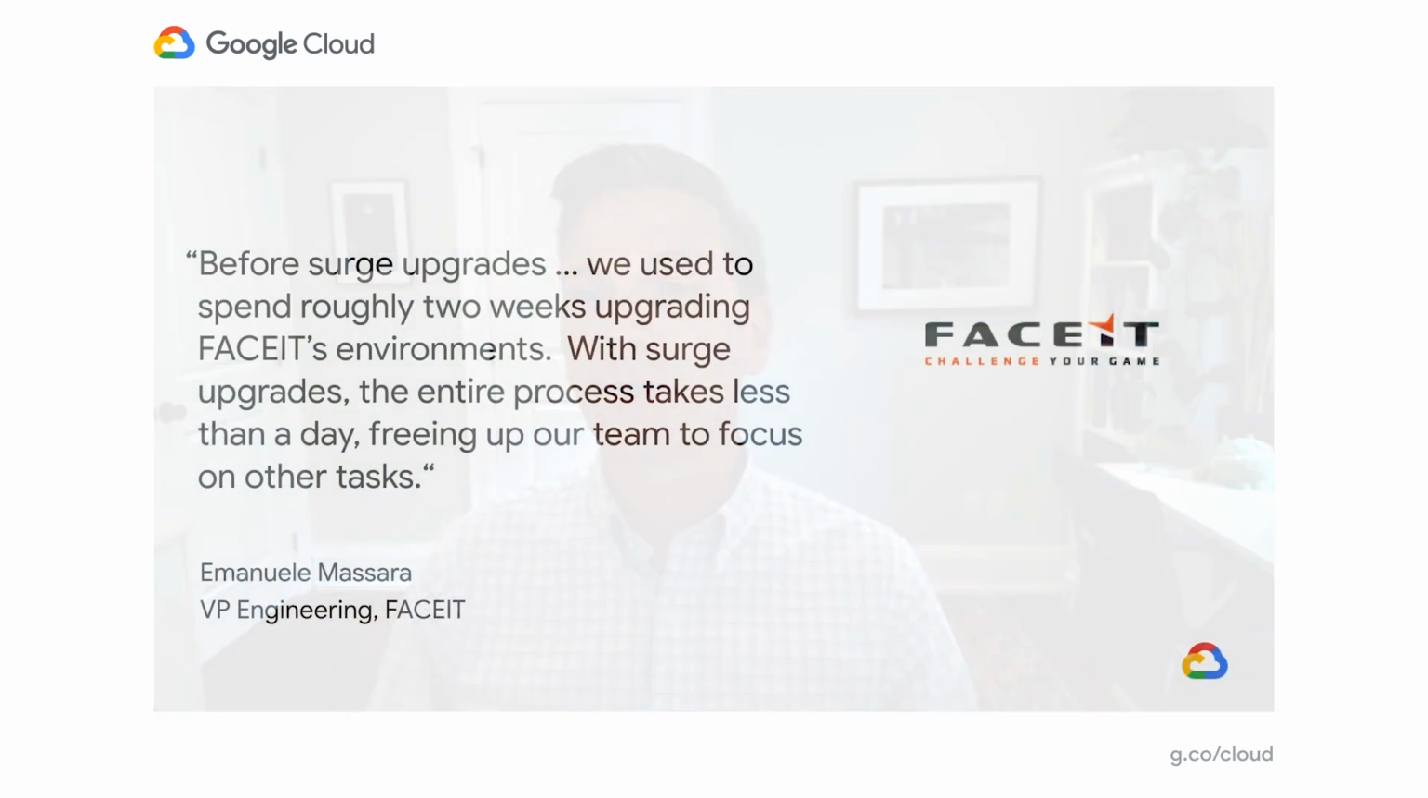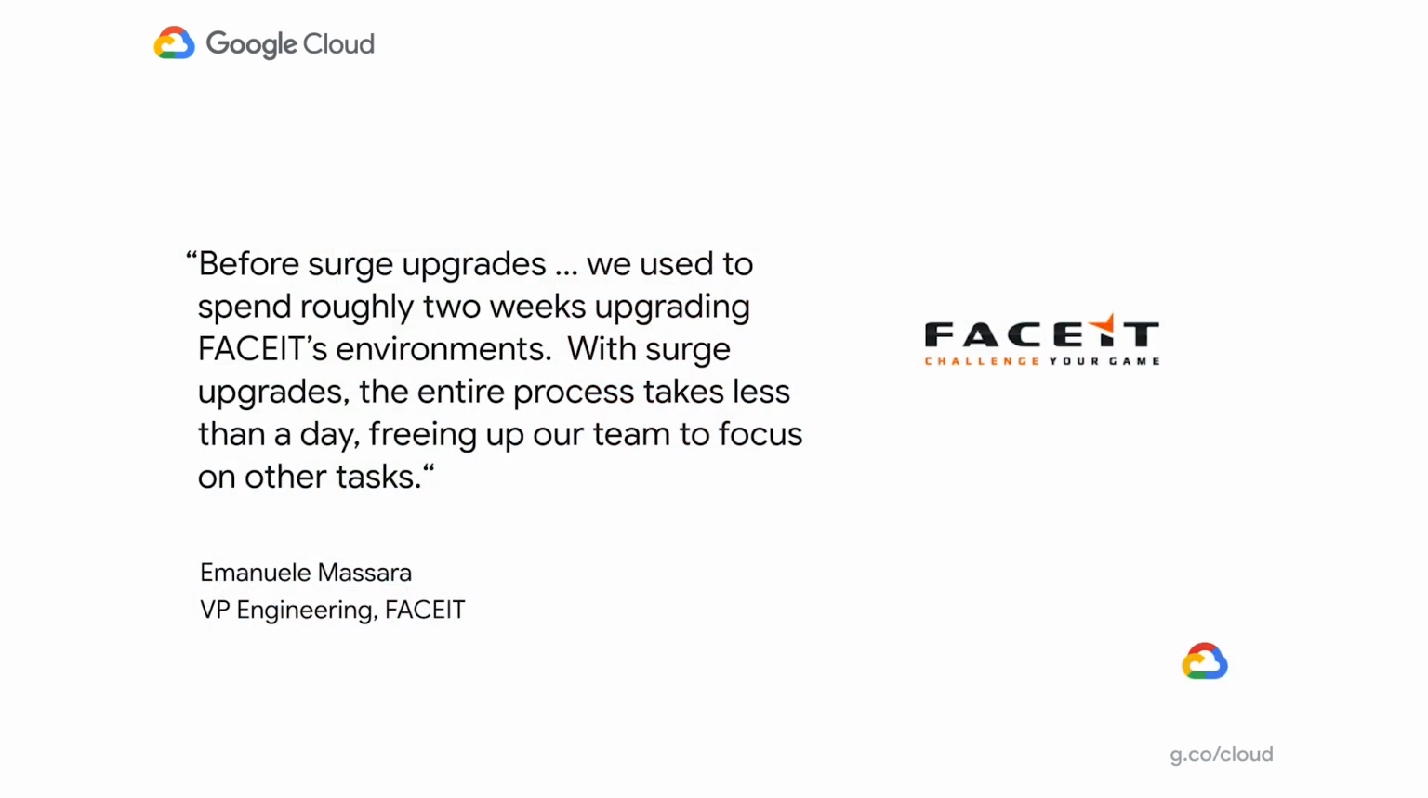Really good example of this is actually the work that Faceit did with us. Faceit runs a massive platform for online multiplayer games. And before they took advantage of surge upgrades, they were spending about 2 weeks upgrading their environments. For any of you who lived through this, you know how scary upgrades can be, be it databases or be it Kubernetes, and being able to reduce the risk and leverage automated and tested tools allowed Faceit to go from that 2 weeks to less than a day.